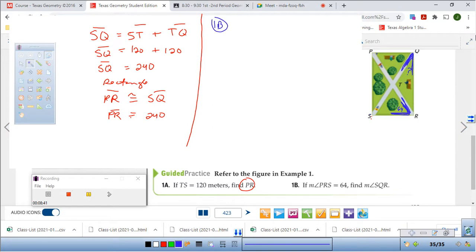Does anybody know how to do this one? Yeah, but what do we know so far? Anybody? Come on, let's think. Let's think. Is it too early on Monday?